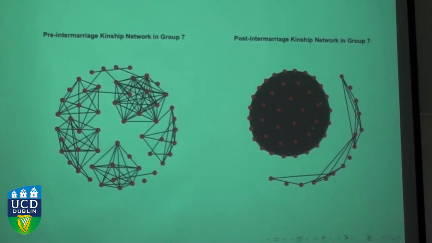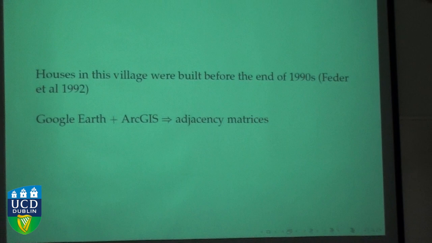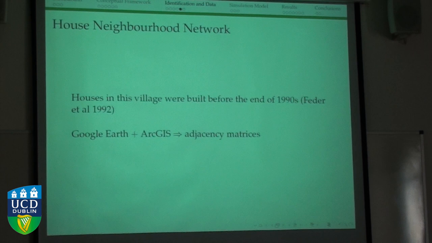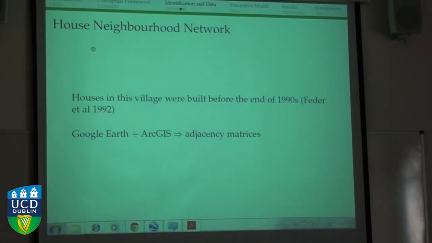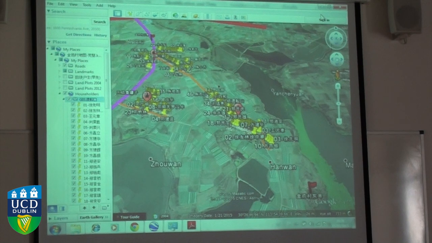And these are the kinship relationship data. And then we also have the household neighborhood data. The way we record and calculate is we use Google Earth and ArcGIS. So I'll quickly show you. This is a Google Earth map we used to record the data.